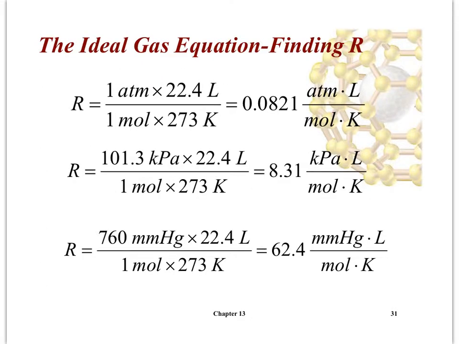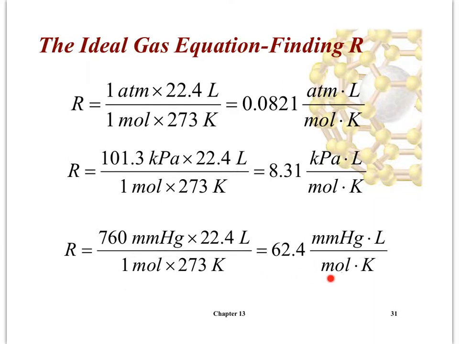So on the next slide here, this is exactly what I have. P times V over NT. You'll notice that in all of them you have 1 mole for the amount. You have 273 Kelvin for the temperature, that's standard temperature. You have 22.4 liters for the volume because 1 mole is 22.4 liters at STP. The only difference here is the standard pressure: here it's in units of ATM, here it's in units of kPa, and here it's in units of millimeters of mercury.